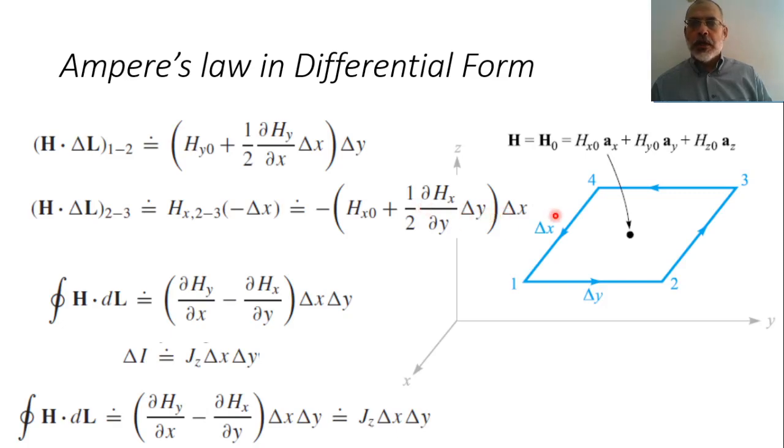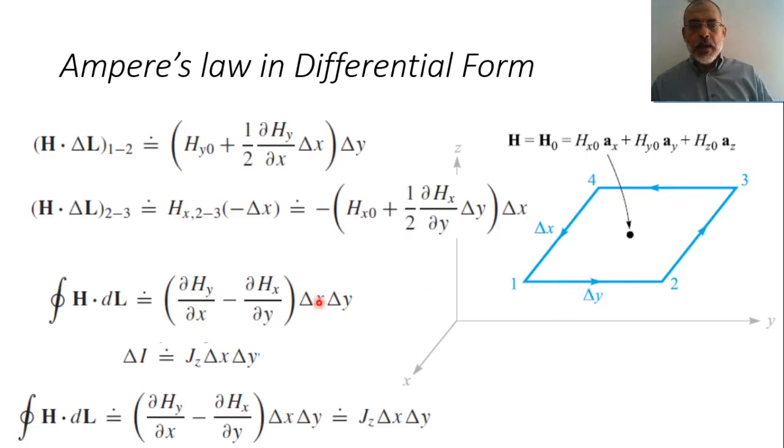In a similar way, we can prove that the integration from 2 to 3 plus the integration from 4 to 1 will introduce minus the derivative of Hx with respect to y multiplied by delta y delta x. Now, by arranging the combination of 1 to 2 plus 2 to 3 plus 3 to 4 plus 4 to 1, we can obtain the integration of H dot dl over the closed path 1, 2, 3, 4, 1 equals the derivative of Hy with respect to x minus the derivative of Hx with respect to y multiplied by delta x delta y. And effectively, delta x delta y is the surface area included by this closed loop.